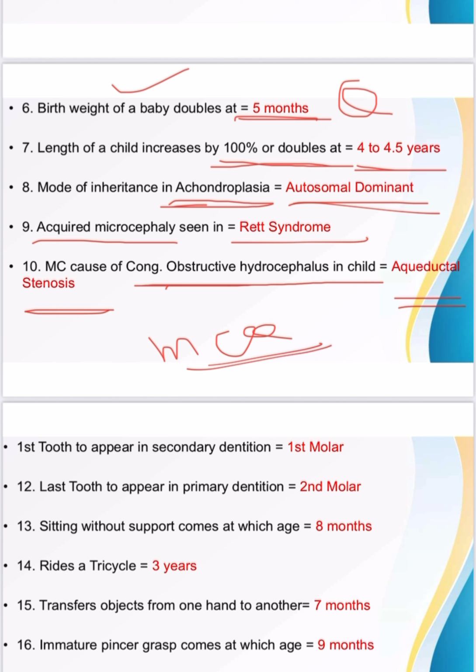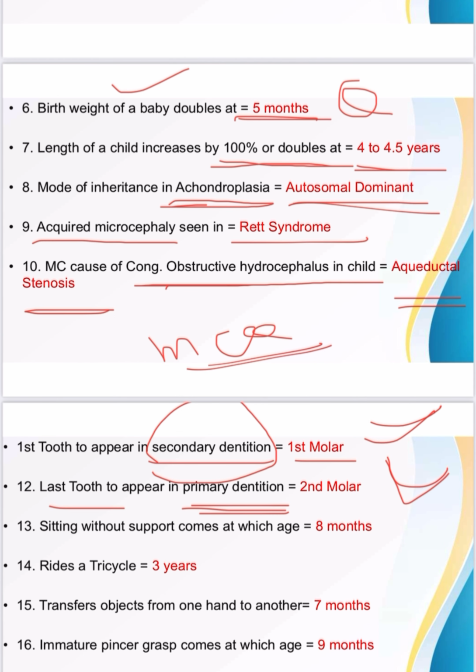Moving forward, first tooth to appear in secondary dentition is first molar. Remember this. And last tooth to appear in primary dentition is second molar. These are confusing ones. In secondary it is first, in primary it is second. Remember this trick. Then sitting without support comes at the age of 8 months.